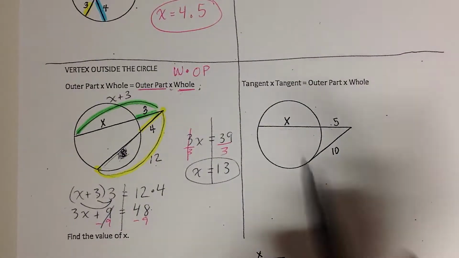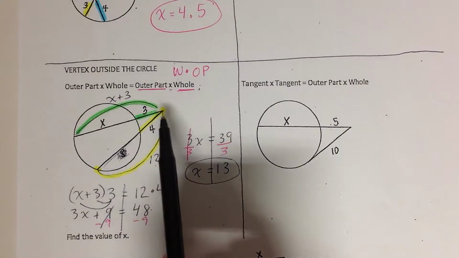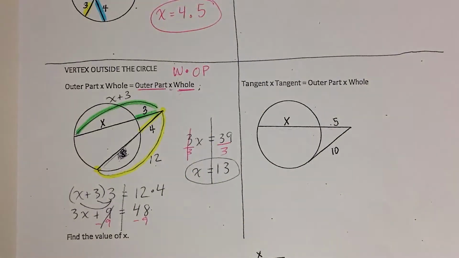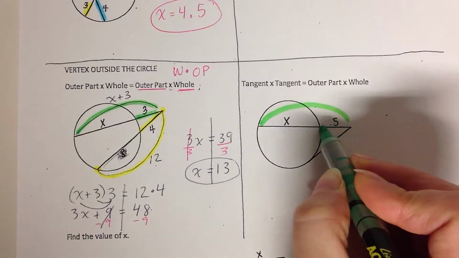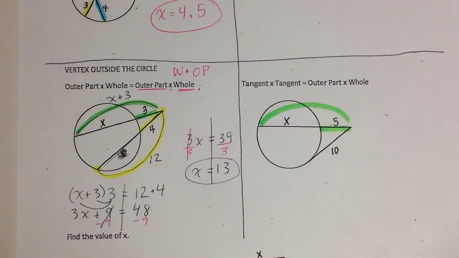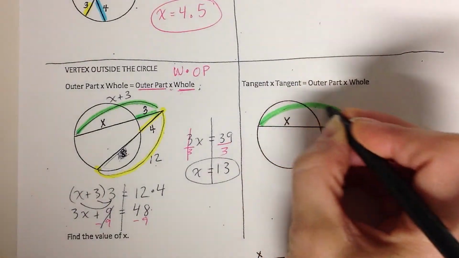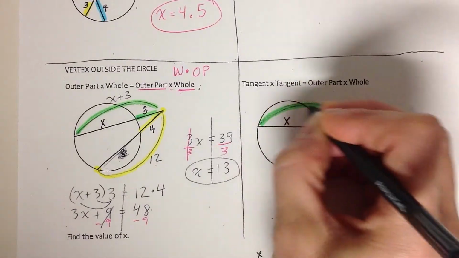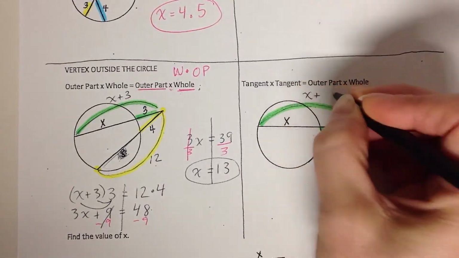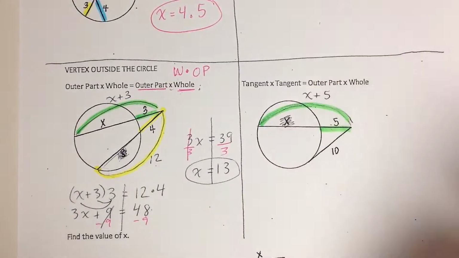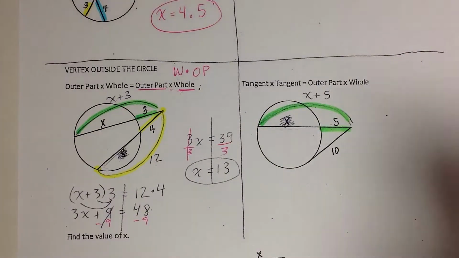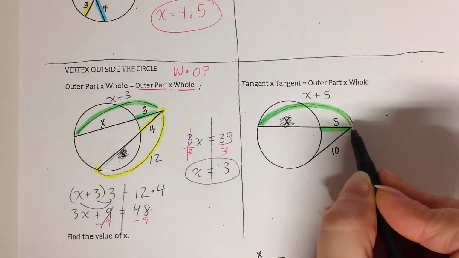On this one, this has something in common. You have an inside-outside, so we're still whopping. So it's going to be whole times outer part. What is the whole? The whole is going to be found by adding these, so x plus 5. Again, I'm not going to use that inside part anymore, so I might scribble it out. So whole times outer part.